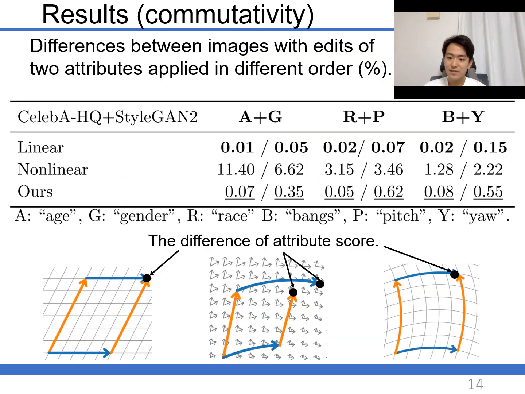Next, we will provide the numerical result of commutativity. We evaluate how commutative the image editing is by measuring the difference in the attribute score between images with edits of two attributes. Even though they weren't exactly zero due to numerical rounding errors, the errors were negligible. The errors of the nonlinear method were larger than those of the linear and our methods. Therefore, the image editing by the nonlinear method is non-commutative, whereas editing by the linear and the proposed methods is commutative.